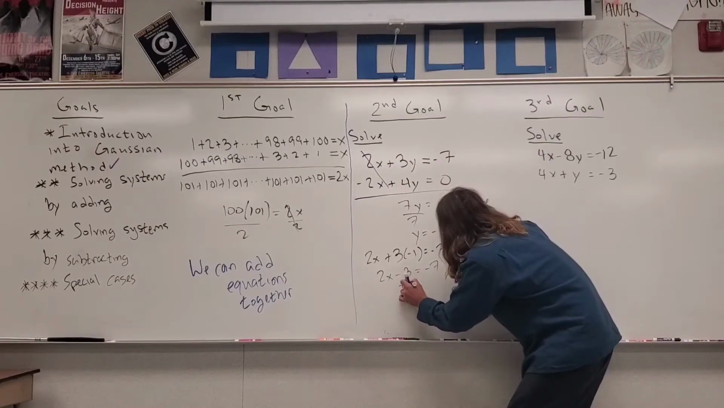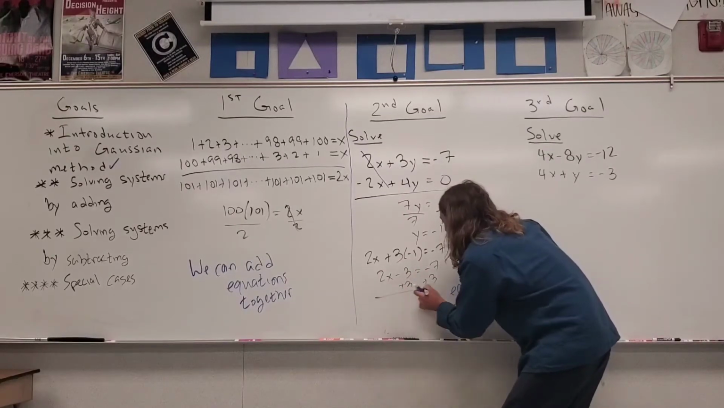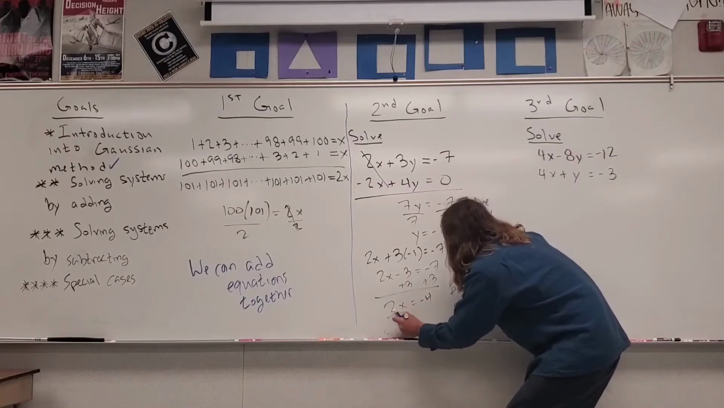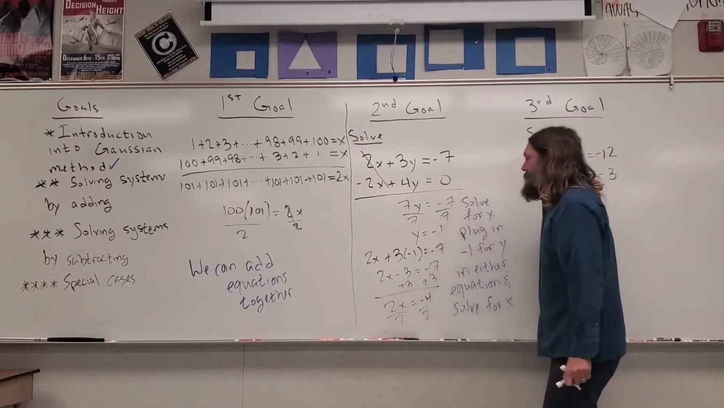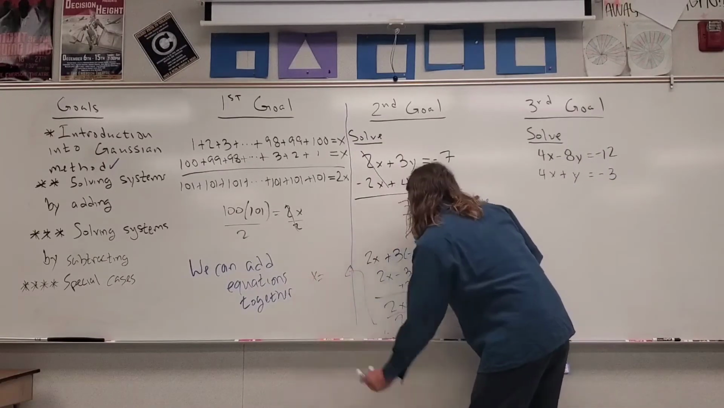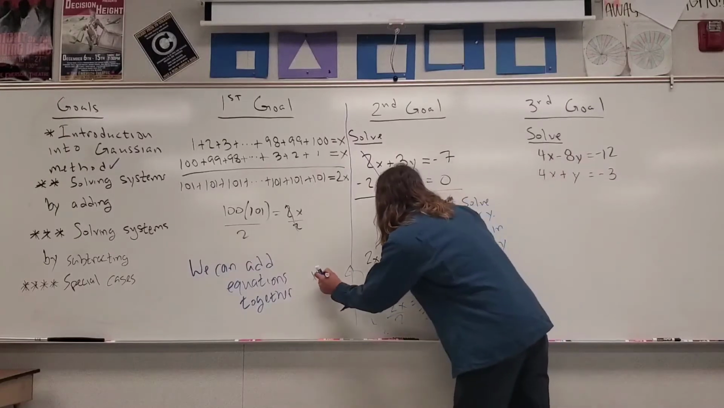I'm going to add 3 to both sides. I get 2x equals negative 4. Divide out the 2, and I'm sorry I'm writing so low. And I get x equals negative 2.